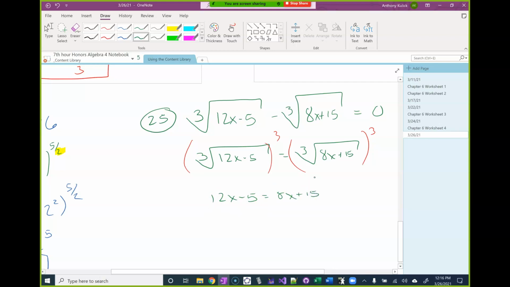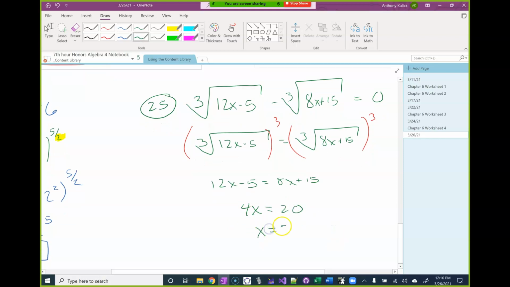And now it's just like a linear equation, right? So I subtract 8x from both sides to get 4x, add 5 to both sides to get 20, and divide both sides by 4 to get 5. And since they're odd roots, you don't need to check it.